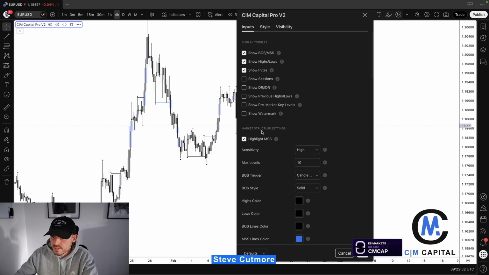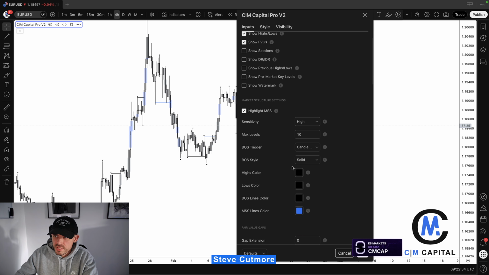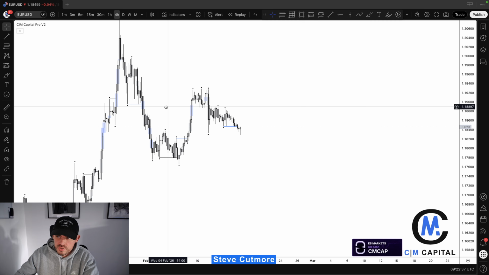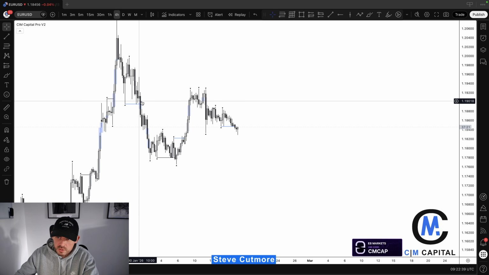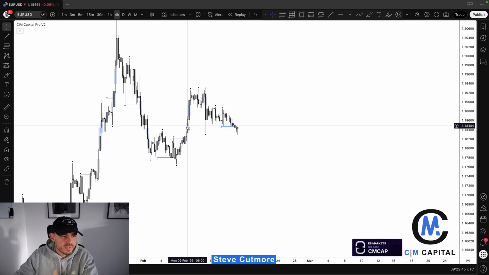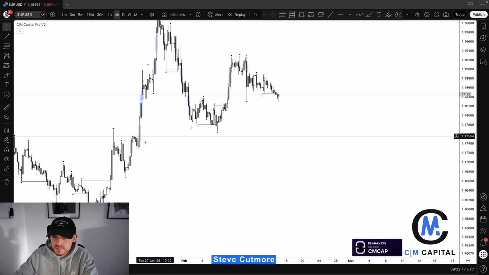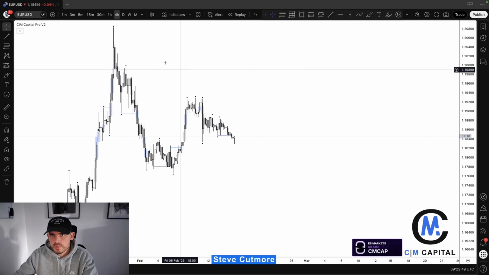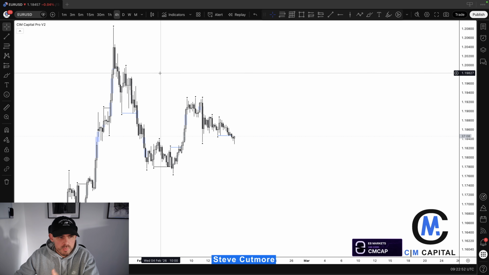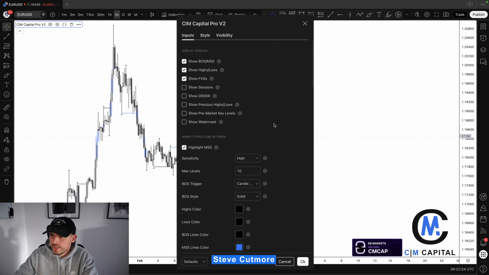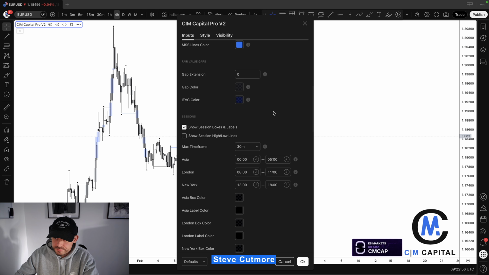That's all this highlights. And once they get closed past, i.e. this grey candle is now closed past this one, it will turn blue. That's why this one here is grey, because no candles have closed below it yet. So it's not been inverted. That's all that is. And that's why there's a lot of grey ones and then there's a lot of blue ones. It tells you what ones have been inverted and what ones haven't been inverted. And once again, you can change all the colours.